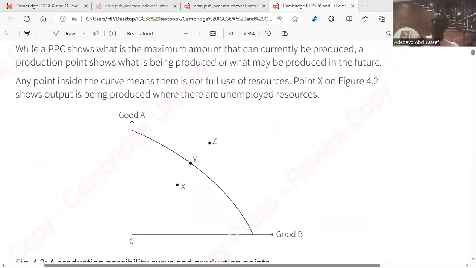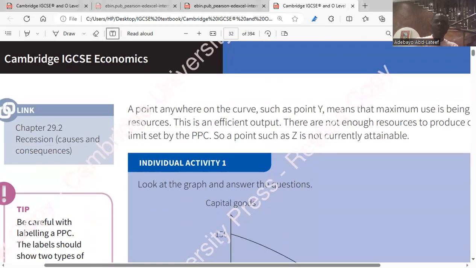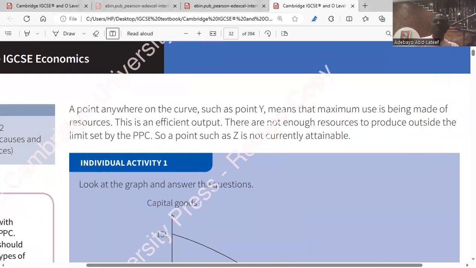So, like I said, we have point X, point Y, point Z. For good A and good B, if in good A, this economy is producing at point X, or if in good B, this economy is producing at point X, it means this economy is not fully utilizing its resources. That means this economy could do better than what it's doing right now. Do you get what I'm saying? Then point Y. What does point Y mean? Here they said, a point anywhere on the curve such as point Y means that the maximum use is being made of the resources. That means at point Y, the economy has produced the maximum it can because it's in between good A and good B.